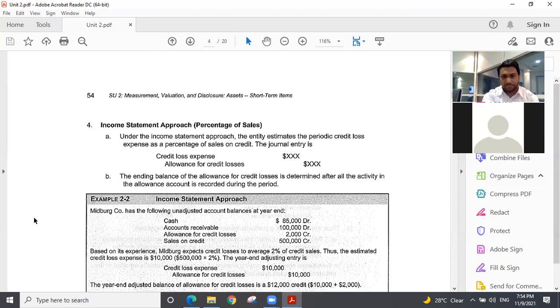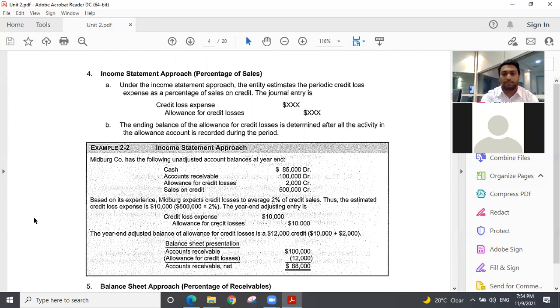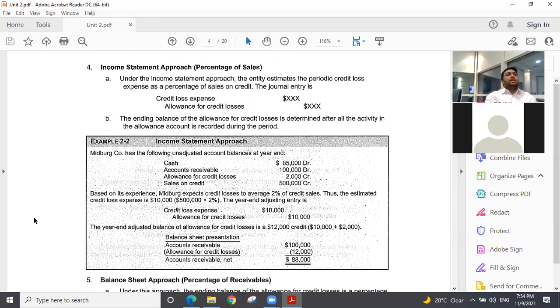Sorry, income statement approach. When you say percentage of sales, that's actually the percentage of credit sales. So income statement approach, or percentage of sales method. Under the income statement approach, the entity estimates the periodic credit losses expense as a percentage of sales on credit. The journal entry is debit credit loss expense account, credit allowance for credit losses. Then the ending balance of the allowance for credit losses is determined after all the activities in the allowance account are recorded during the period.